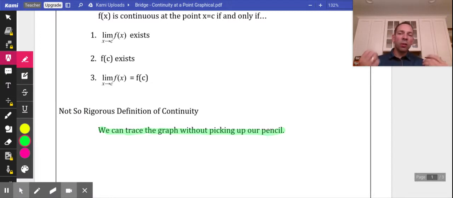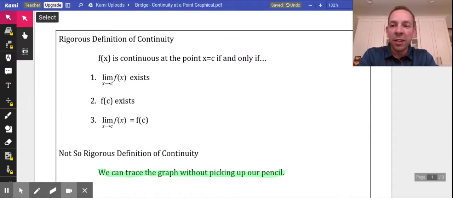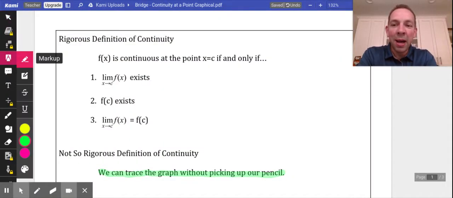A lot of times you're going to look at a problem and instantly know whether it's continuous or not just by inspecting it and trying to determine whether you could trace it without picking up your pencil. But trying to prove it is another case entirely. So we have this rigorous definition, and we're really going to make this pop in our notebook. We really want this to jump out.